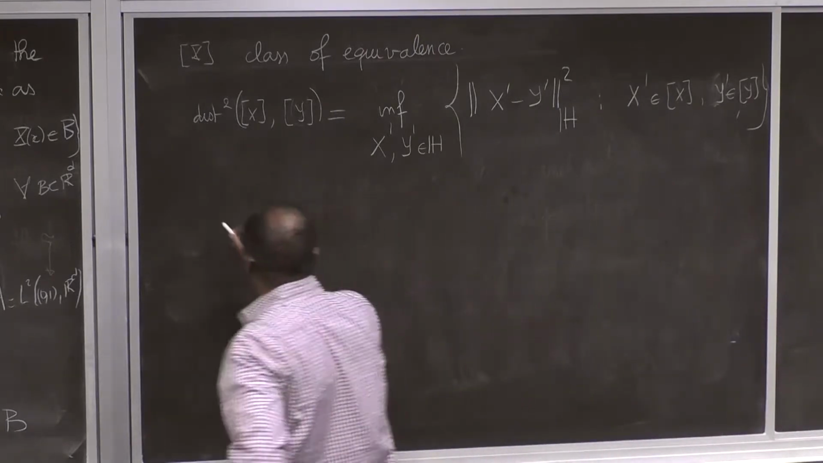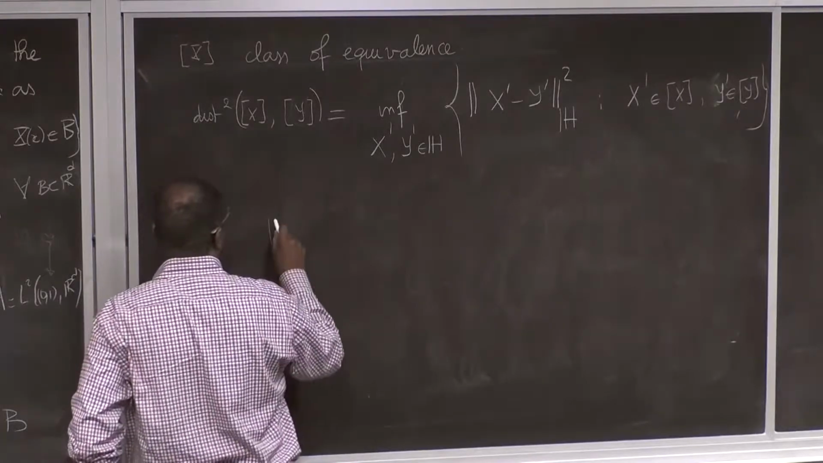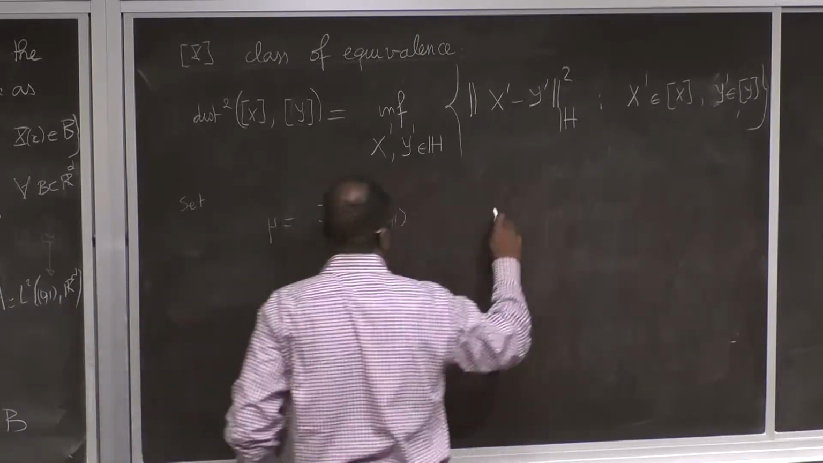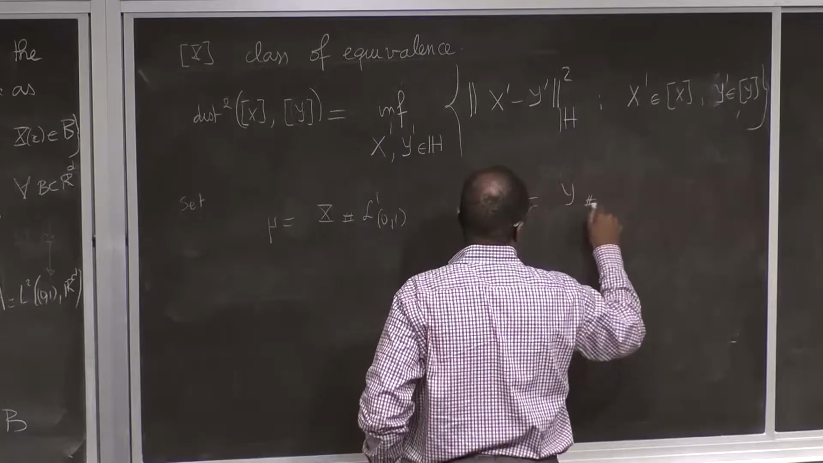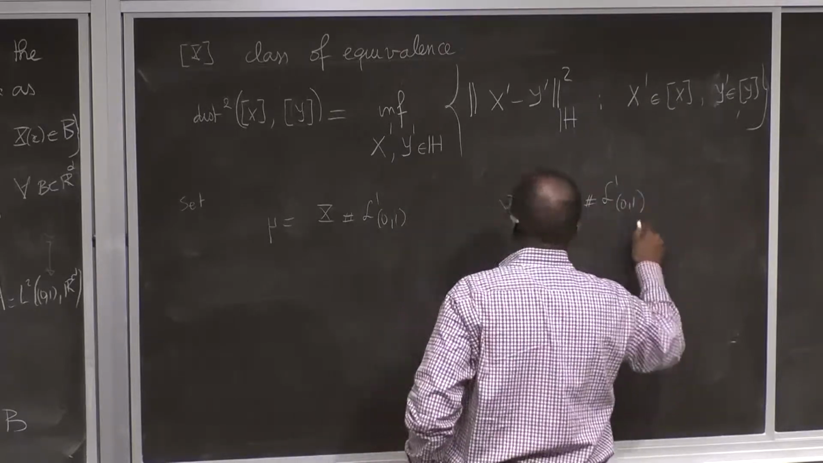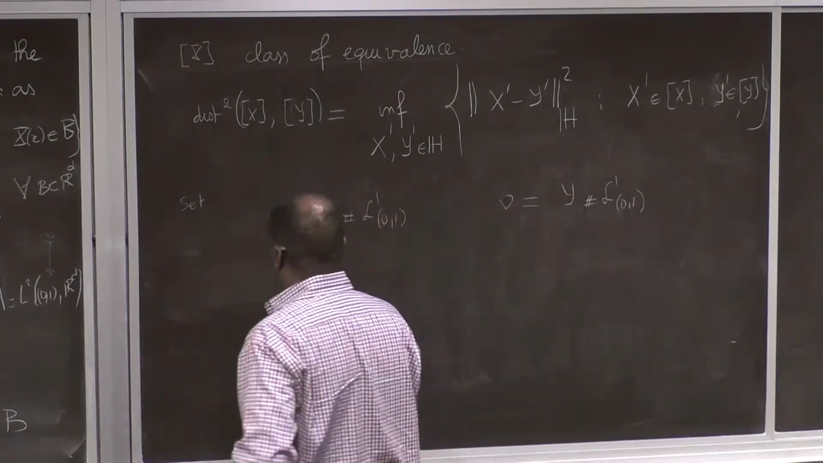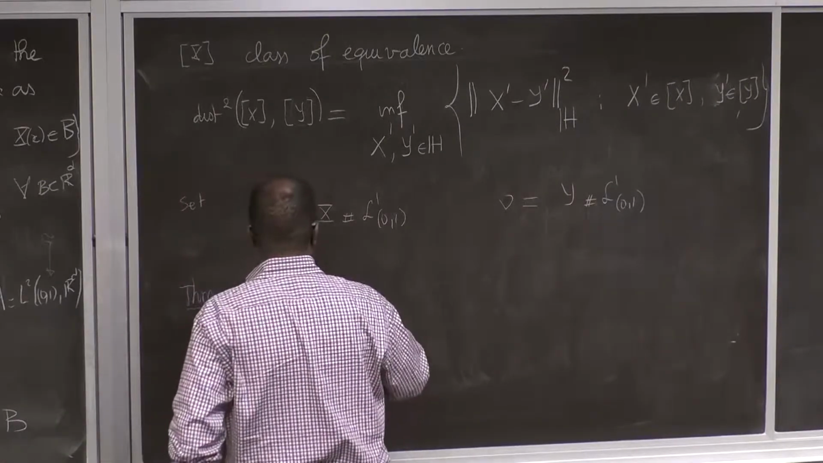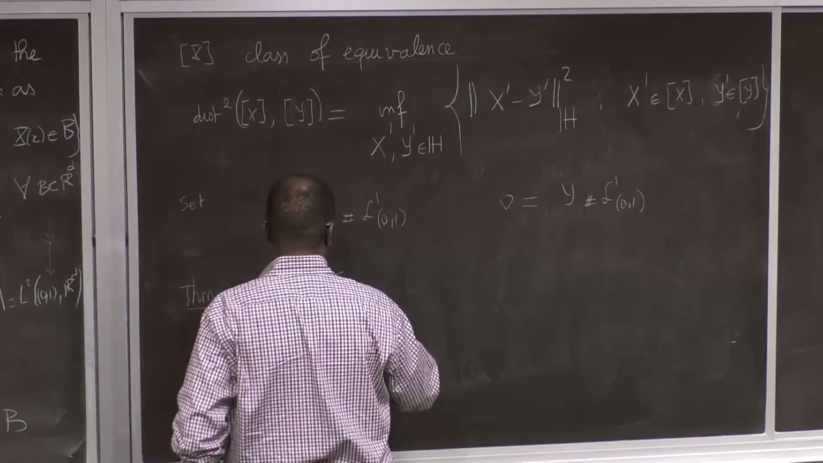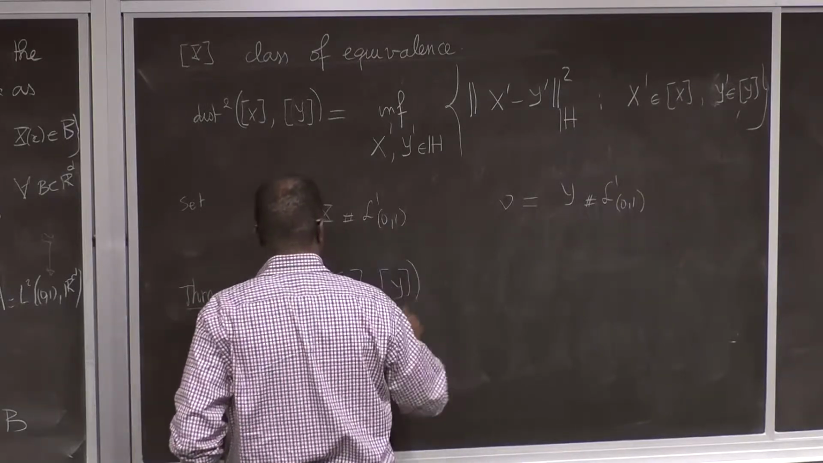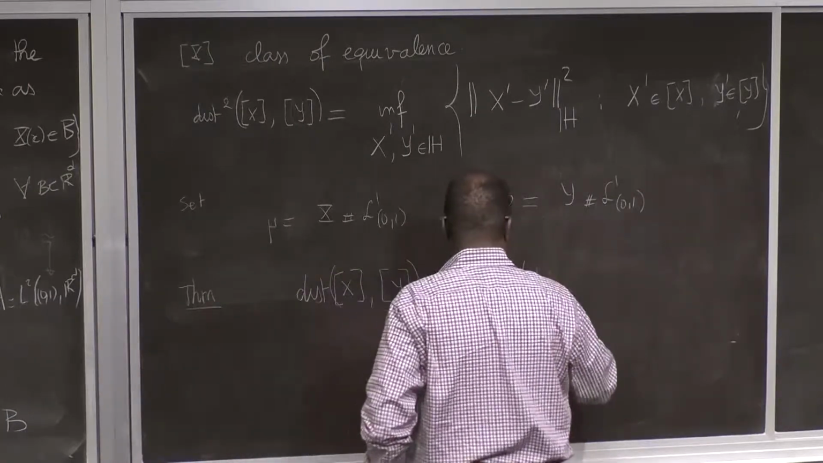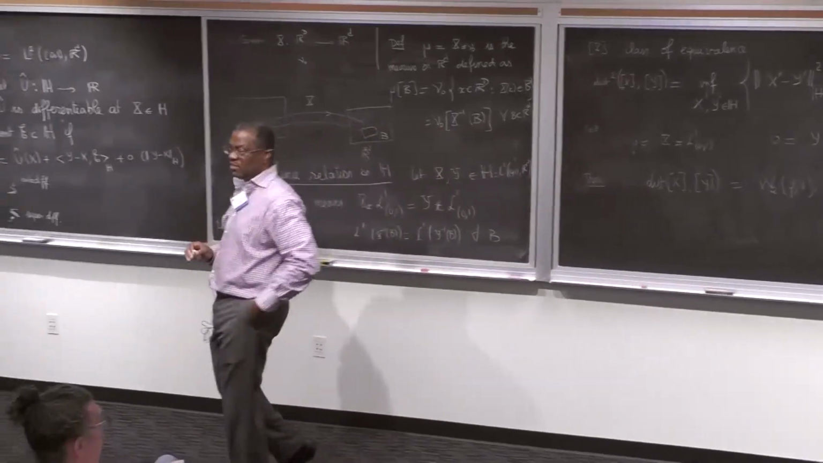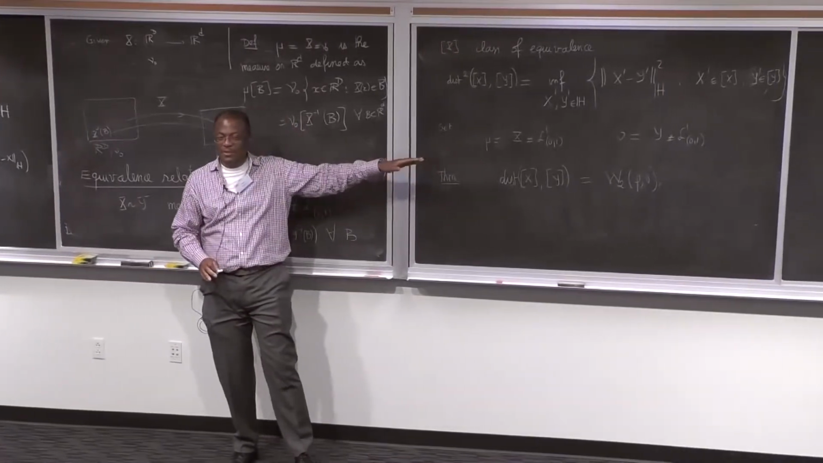And so set mu to be the measure X push forward the one-dimensional Lebesgue measure, and nu equal to Y push forward the one-dimensional Lebesgue measure. Then it has been known for a long time that the distance between the class of equivalence of X and the class of equivalence of Y is the Wasserstein distance between mu and nu. So here you have two options. If you don't know what the Wasserstein distance is, take this as a definition. If you know what it is, take this as a theorem.